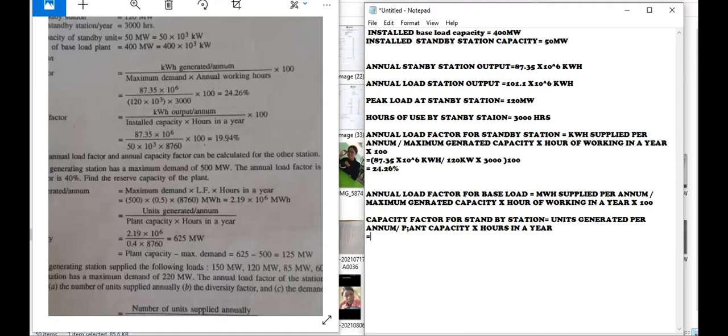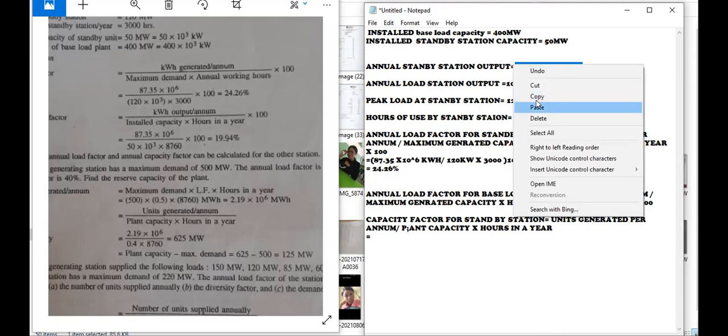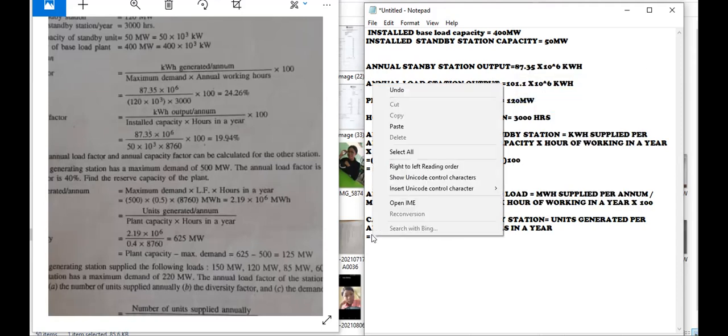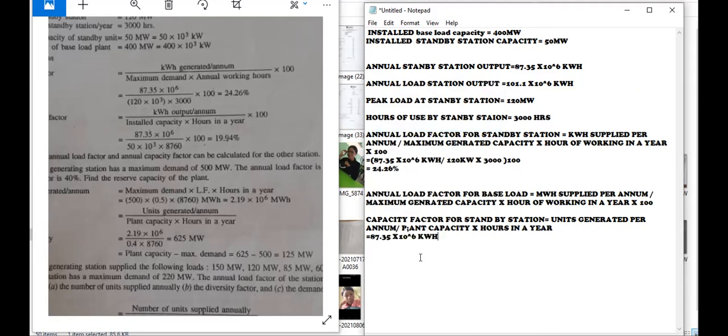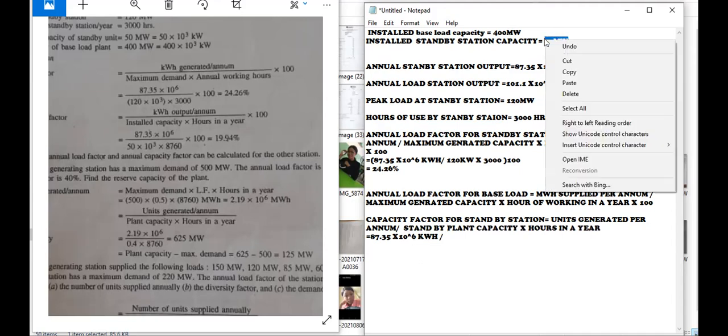So from here, the units generated per annum is the same value here. The annual standby station output is this value here. So this is the value we use. Now divided by the plant capacity, the standby plant capacity. For the standby plant capacity, what value is this? 50 megawatt.